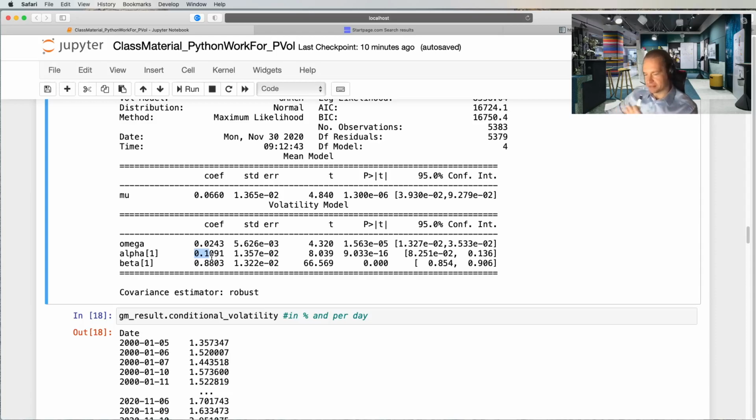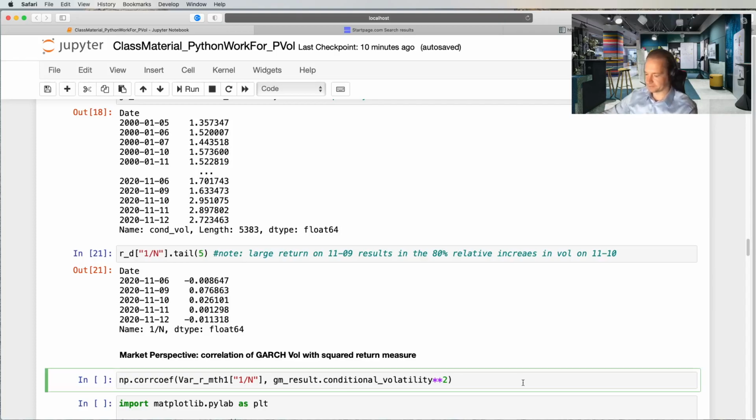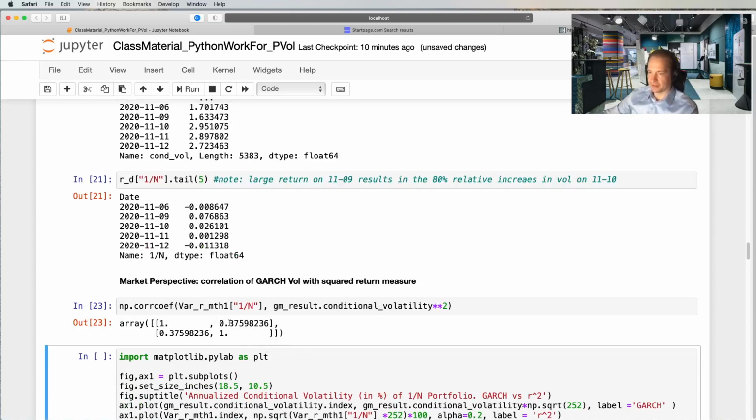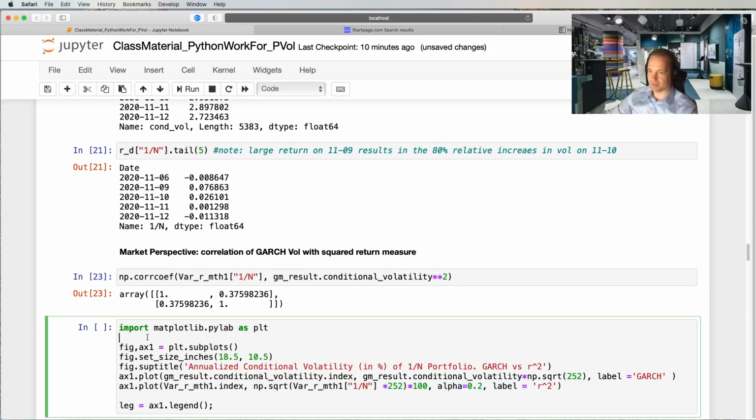which already highlights that these return spikes or these return jumps, which in the first method for variance translates into variance jumps, should not show up that dramatically. They will show up, but with a lower magnitude. So let's just see. Yeah, 37% is the correlation. So let's just have a plot.